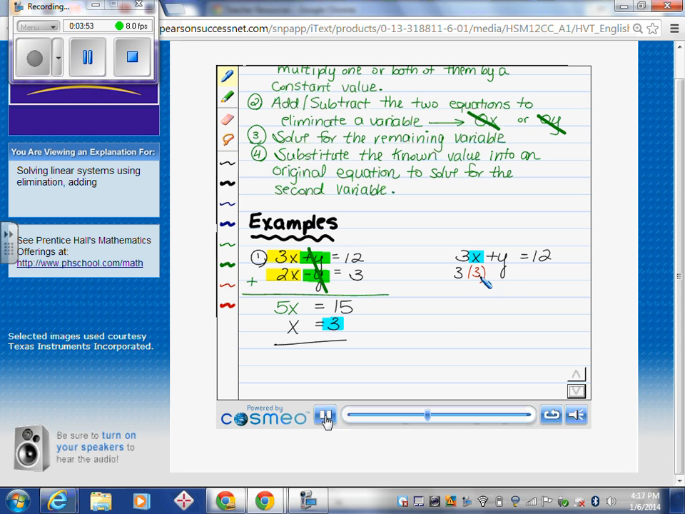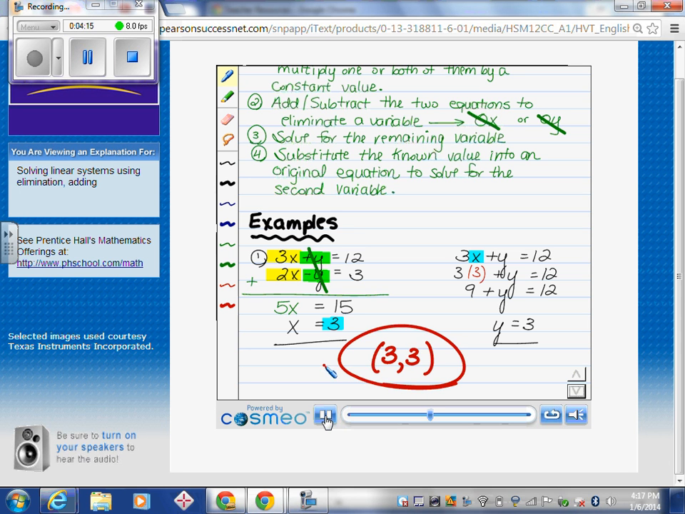So we have 3 times 3 plus y equals 12. 3 times 3 is 9. We want to solve for y, so let's subtract 9 from both sides of our equation, and we find that y is equal to 3. So our answer here is the ordered pair where x is 3 and y is 3. Our answer, 3, 3.